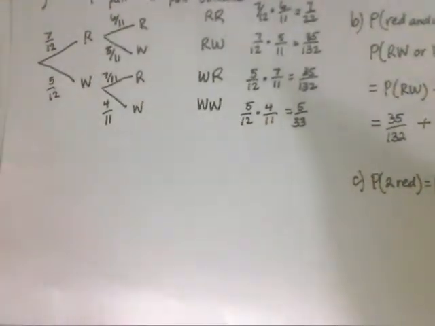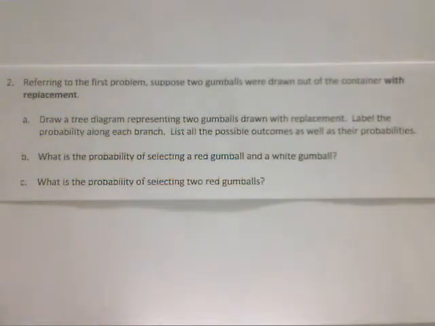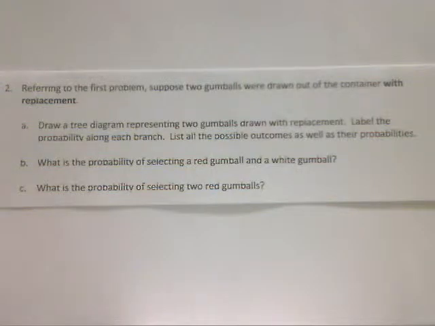Okay, now part B, well, actually, question number 2. You're going to refer to the first problem that we just did and suppose that two gumballs are drawn out of the container with replacement. That means that you're going to draw the first gumball out and then put it back in the container and draw the second gumball out of the container, which means that you're still going to have 7 red and 5 white for a total of 12 in the container each time that you draw out of that container.